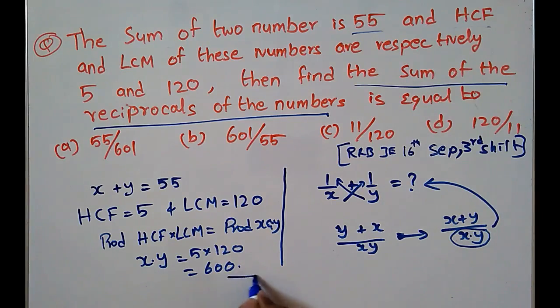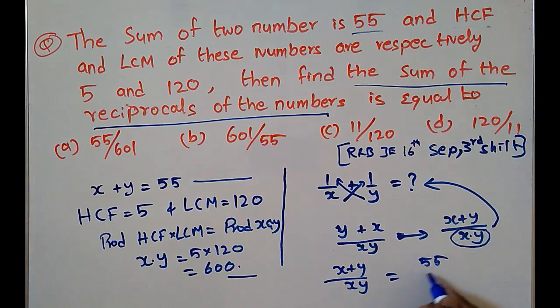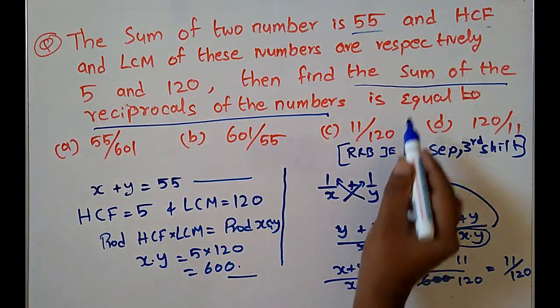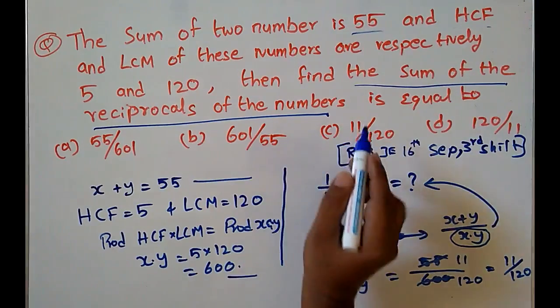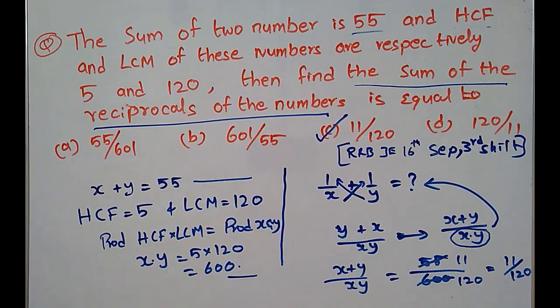Substituting x plus y and xy here, we get (x plus y) by xy is given by 55 by 600, which is 11 by 120. So 11 by 120 is the answer for the sum of the reciprocals of the numbers. Okay, C is the answer.